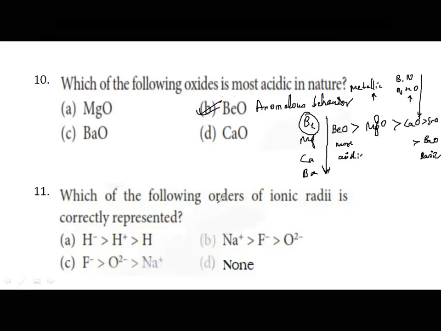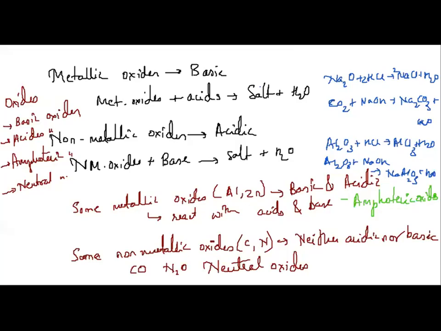Yes, next. Which of the following orders of ionic radii is correctly represented? H minus, H plus, H; Na plus, F minus, O2 minus; F minus, O2 minus, Na plus; and none of these. Okay, in the first option, they have considered hydrogen. In the second and third options, they have taken Na plus, F minus, O2 minus. So both these sets are taken.